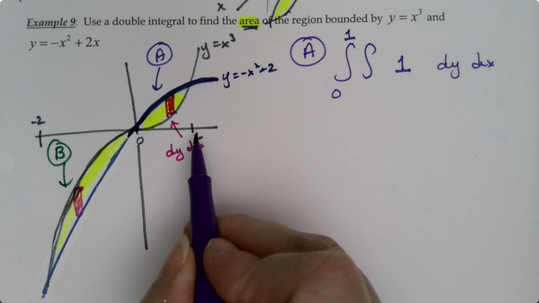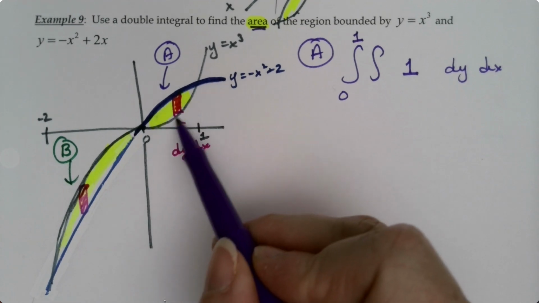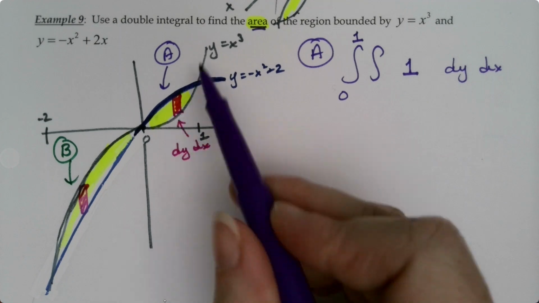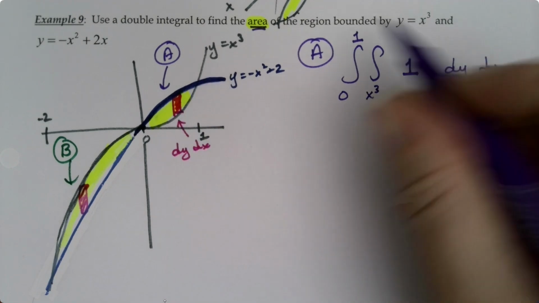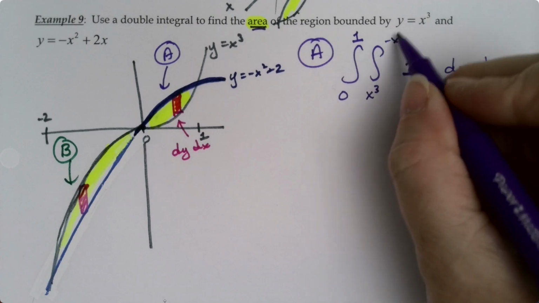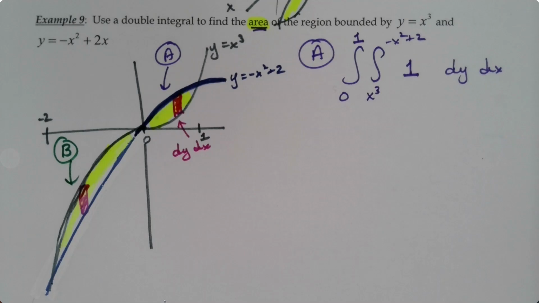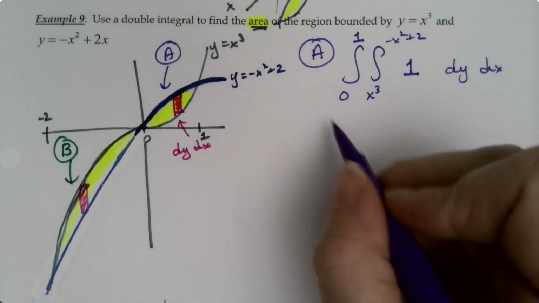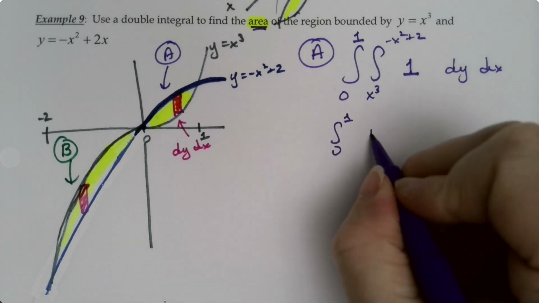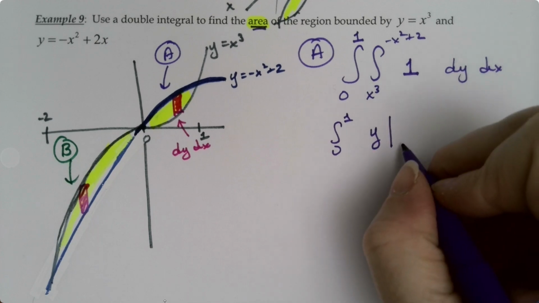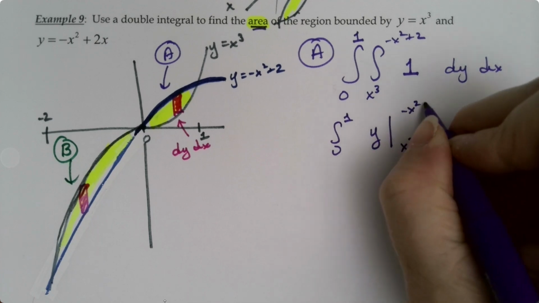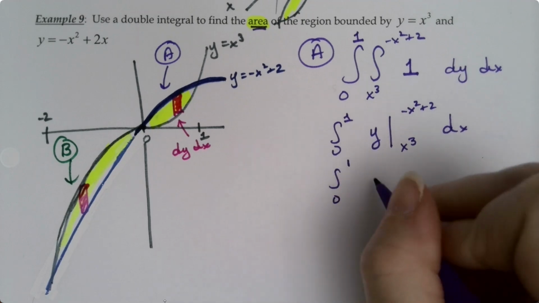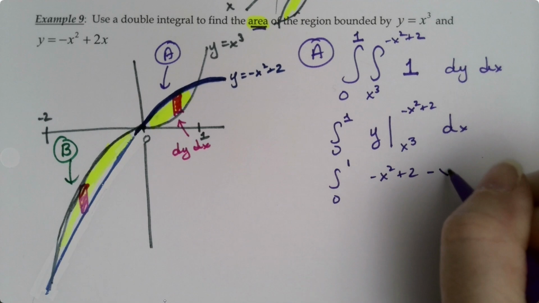And our y value is going, remember, it's low to high. And on section A, the low portion is the x cubed, and the high portion is the -x squared plus 2. Now, the beautiful thing about integrating 1 means it's just y. So the integral here is extremely easy. So you say, okay, y from x cubed to -x squared plus 2 dx. So that'd be the integral from 0 to 1 of -x squared plus 2 minus x cubed dx.